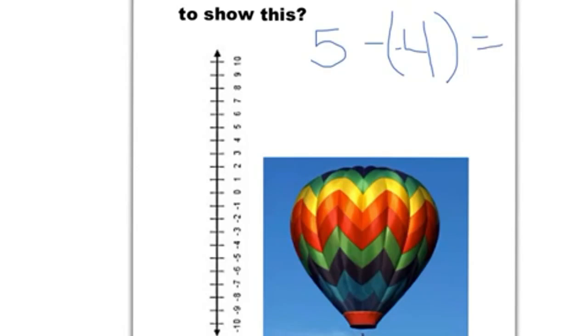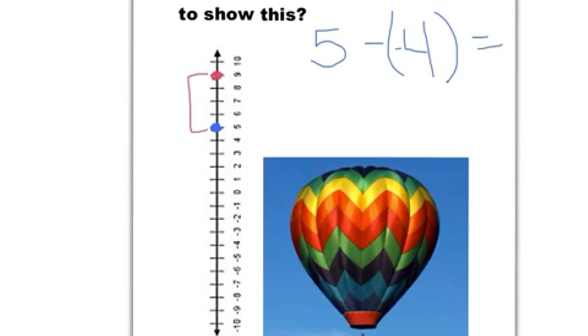Without even thinking about KFC right now, let's just plot this on the number line. The balloon starts at 5, so I'm going to put my dot right at 5. Then I'm going to take away 4 bags of sand. If I take away 4 bags of sand, you should realize that the balloon is going to go up, right? So if I take away sand, I'm going up 4 units, which would mean that my balloon would end at 9. There's a difference of 4 spaces between these two.